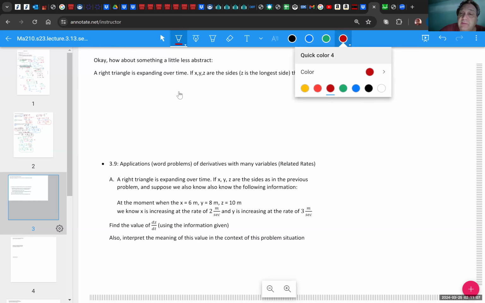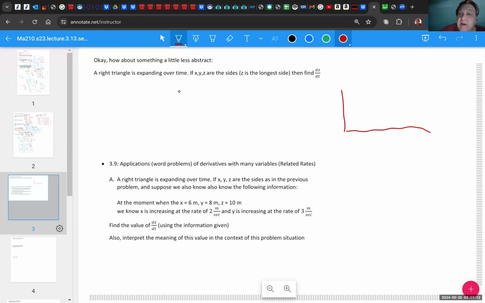So let me draw a visual image here. Here's my triangle. It is a right triangle, so it has a right angle. We have side lengths of X, Y, and Z, with Z being the longest side. And we're looking for dz dt. Not sure what t is because it's not defined in the problem, but we can sort of think of dt as like the change in time. So we're sort of looking for dz dt.